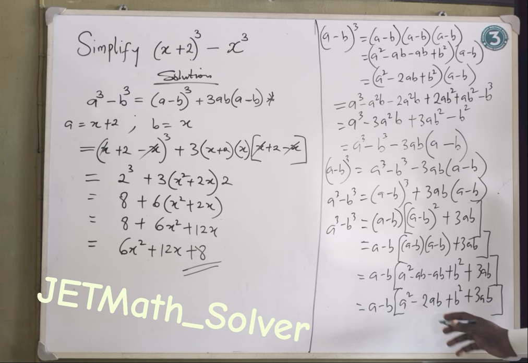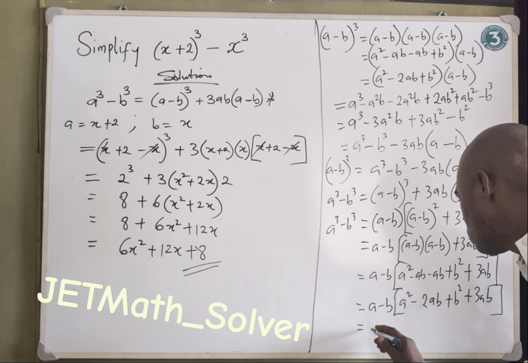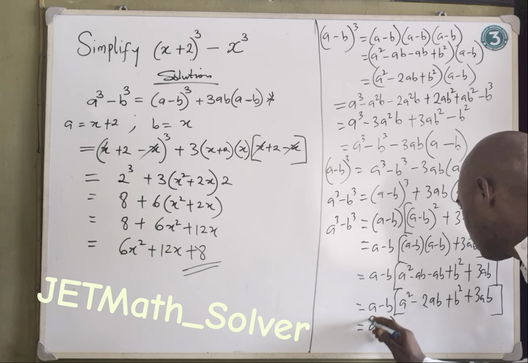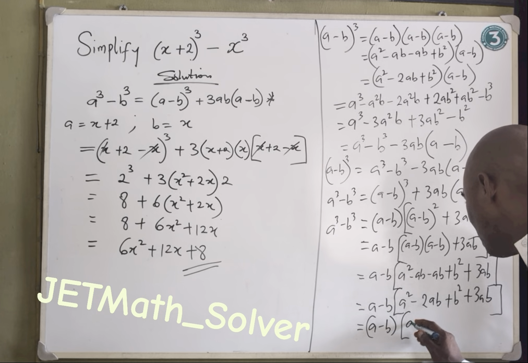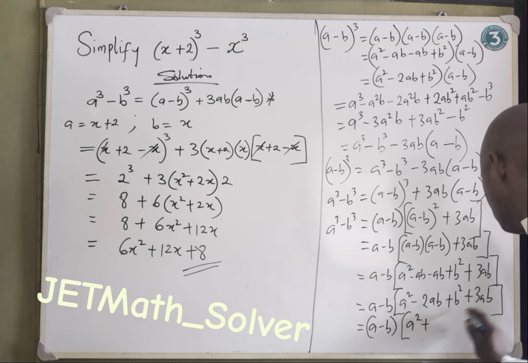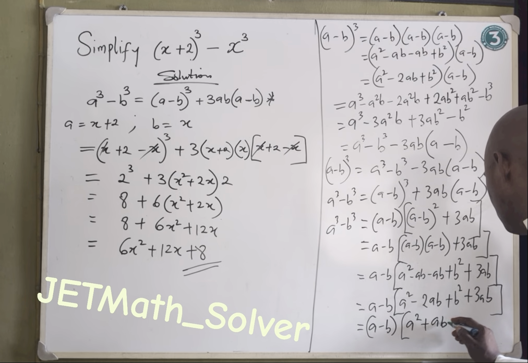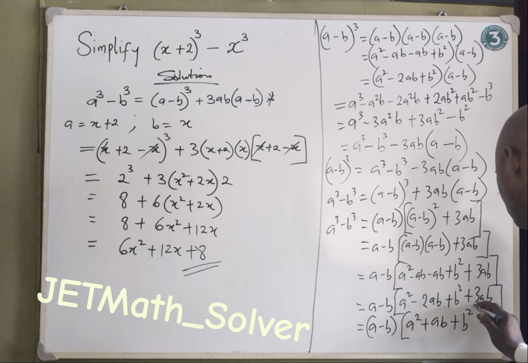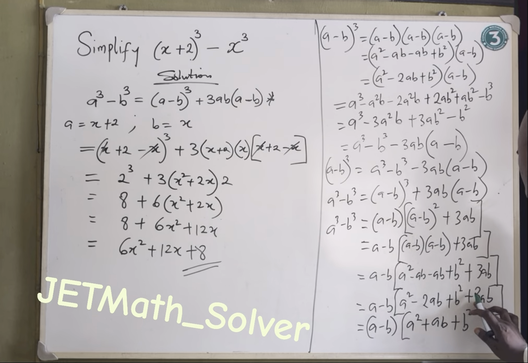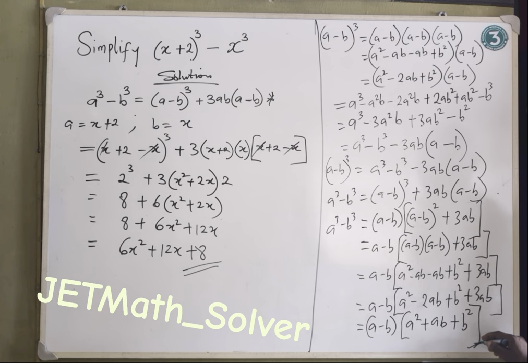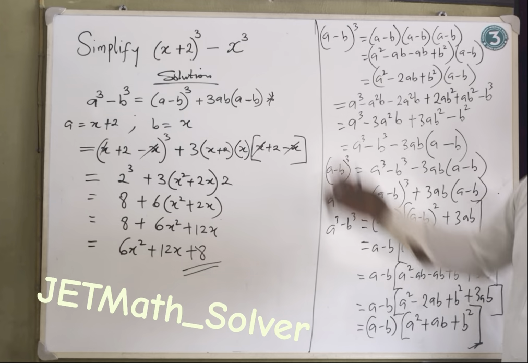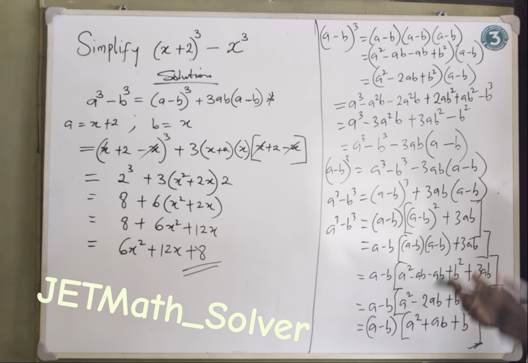Now, I can collect the like terms there. Minus 2ab plus 3ab will be ab. So, I'm going to have (a − b)(a² + ab + b²). So I can as well use this to solve this expression. I will still get the same answer.